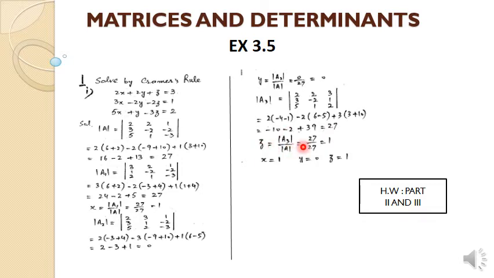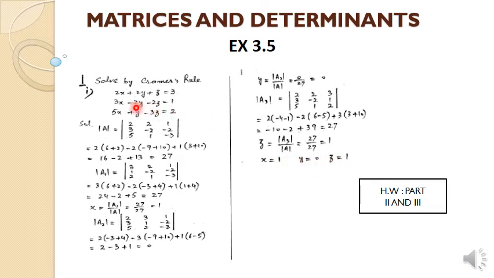So what is the formula for z? Determinant of A3 divided by determinant of A. Determinant of A3 equals 27 and determinant of A equals 27. 27 divided by 27 equals 1. So we get x equals 1, y equals 0 and z equals 1. For verification we have to put these values in the system of linear equations, and verify whether our answer is right or wrong.